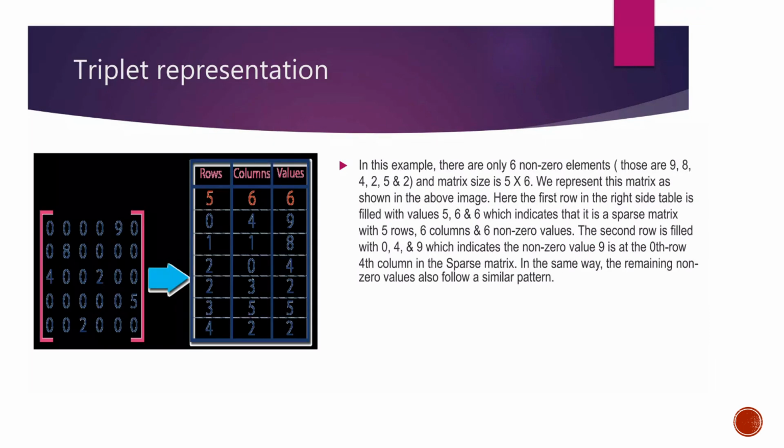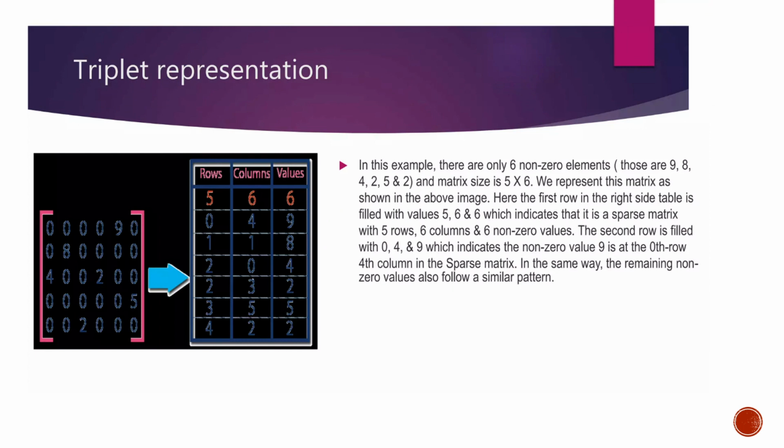In this example, there are only 6 non-zero elements. Those are 9, 8, 4, 2, 5, and 2. And the matrix size is 5 cross 6. We represent this matrix as shown in the above image. Here, the first row is filled with the values 5, 6, 6, which indicates that it is a sparse matrix with 5 rows, 6 columns, and 6 non-zero values.